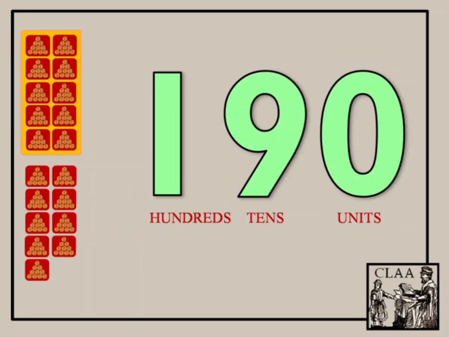How many pennies are in this screen? You could count how many sets of 10, and you would find that there are 19 sets of 10. Or you could count by hundreds and say there is 1 hundred and 9 sets of 10 left over. 9 sets of 10 makes 90. 190.